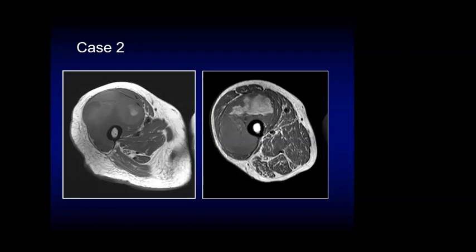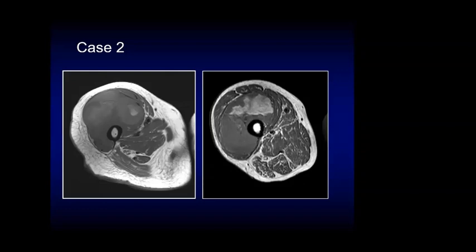Okay, thank you. I can see a heterogeneous soft tissue mass lesion in the anterior compartment of the thigh, which is the quadriceps group. The lesion is surrounding the femoral bone, but not invading or destroying the cortex of the femoral bone, and not extending to the subcutaneous fat region. So most likely it is a soft tissue mass in the anterior compartment of the thigh.